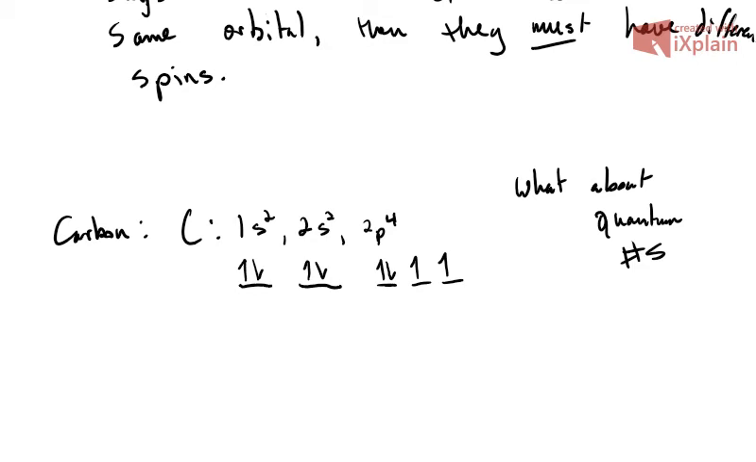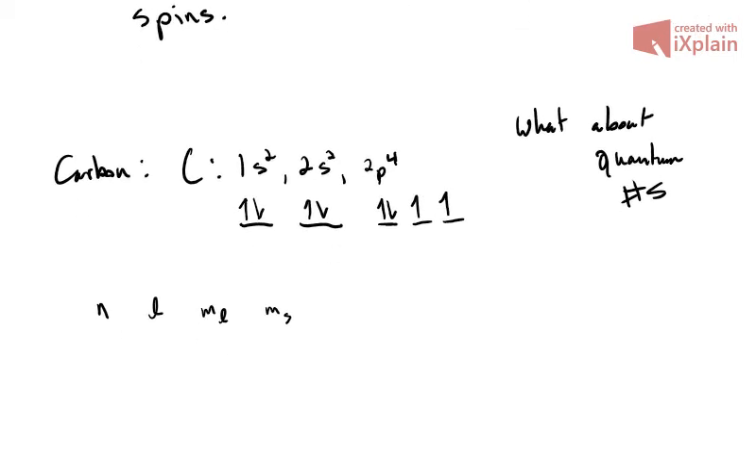Not super important, okay? What you can remember is that there's a quantum number n, then L, then M sub L, and then M sub S. N is the energy level, or the period.